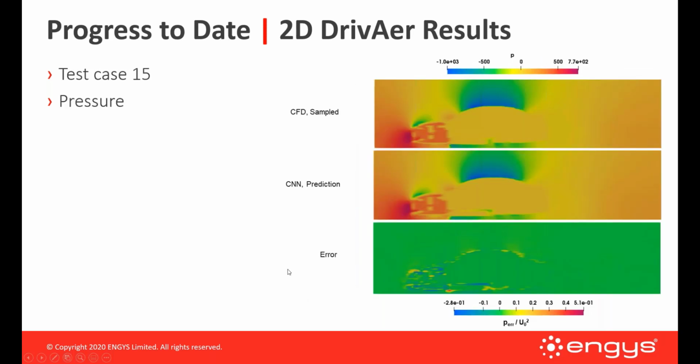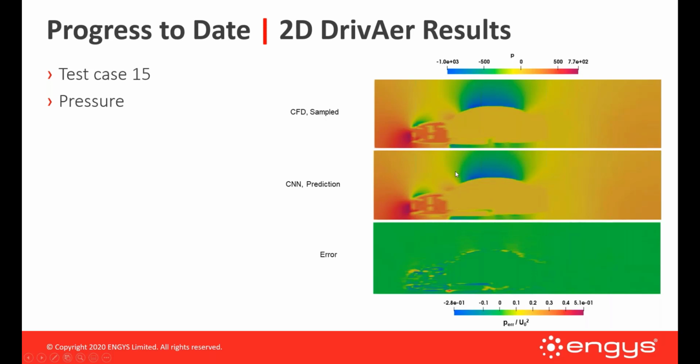This is the same results, but for pressure in this case. Now, we found that pressure prediction is not as good as velocity. We're not entirely sure why, but we have some theories, but I won't go into too much detail. But you can see that broadly speaking, or more than broadly, in a lot of detail, the CFD results and the neural network predicted results are very, very similar.